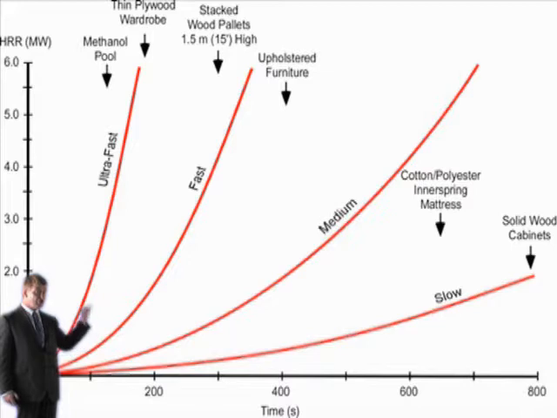Now, this chart here shows you the heat release rate against time of some materials. For example, a solid wooden cabinet will burn with a slow growth rate. Upholstered furniture will burn with a fast fire growth rate, and thin plywood wardrobes burn with an ultra fast fire growth rate, as you can see on this chart again.